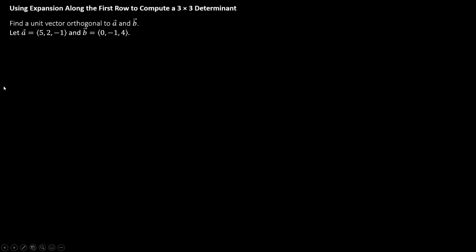Now that we know how to calculate the cross product, let's try some problems that involve the cross product. Here we are asked to find a unit vector orthogonal to A and B. Now it doesn't say calculate the cross product, but we know that is what the cross product does. It finds another vector orthogonal to the two vectors that you put into that operation.